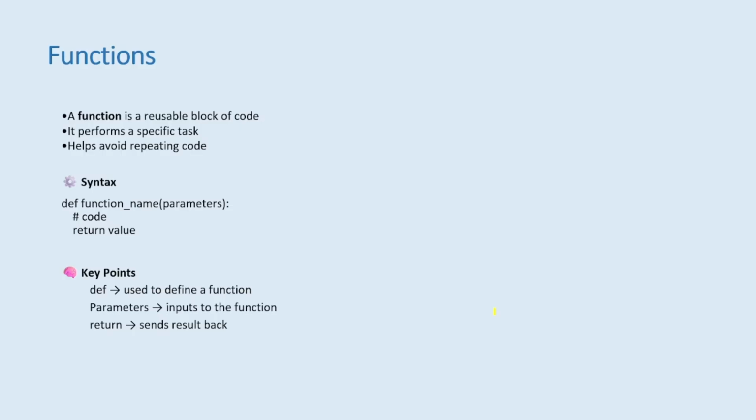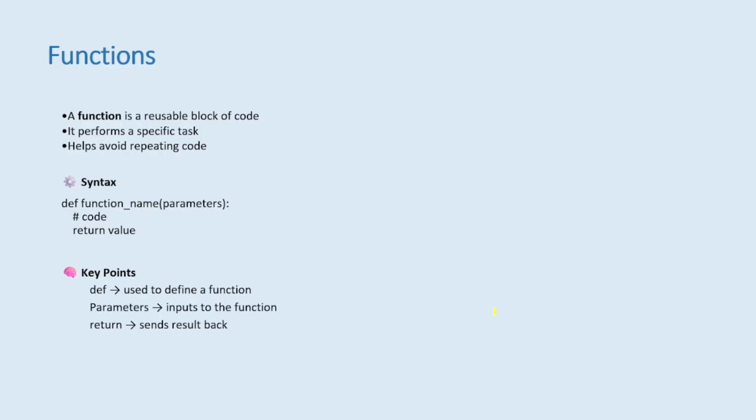So what is a function? Let us understand this with a real life example. Think of a function like a mixer grinder. You give it ingredients, it processes them, and it gives you a result. In Python, a function does exactly that. It takes the input, it does some work, and it returns the output. In simple words, a function is a reusable block of code.